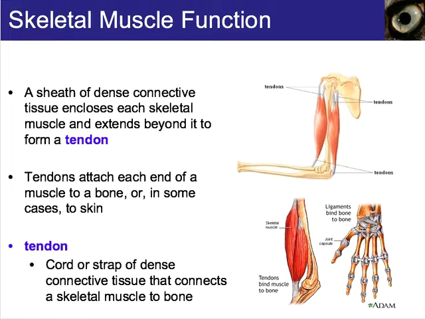A sheath of dense connective tissue encloses each skeletal muscle and extends beyond to form a tendon. Tendons attach each end of a muscle to a bone or, in some cases, to skin. So tendons are cords of strapped, dense connective tissue that connect the skeletal muscles to the bones.